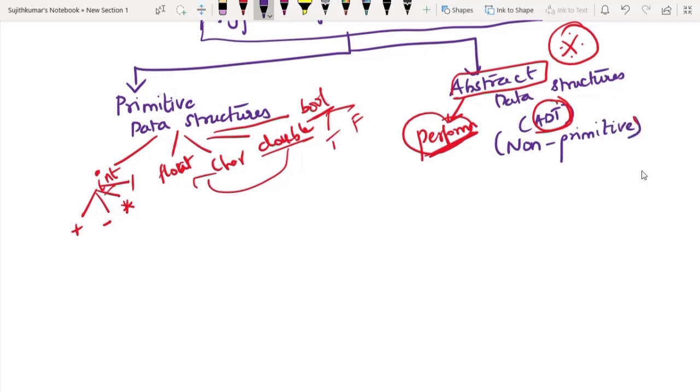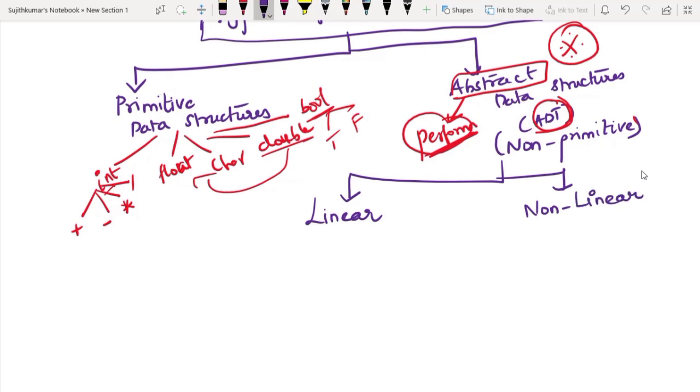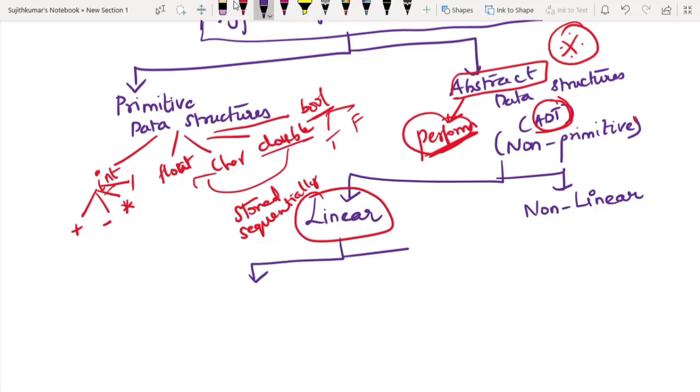And this is again classified as linear and non-linear. The word linear means the data is stored sequentially, whereas non-linear means it is not stored sequentially, it is stored in a random order. And linear can also be classified into two again. One is static, another one is dynamic. There is no classification for non-linear.